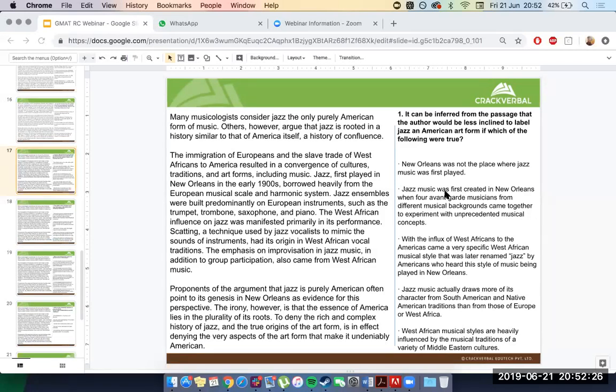That cannot be right. D says, jazz music actually draws more of its character from South American and Native American traditions than from those of Europe or West Africa. This is a kind of tempting option, especially if you know a thing or two about jazz.